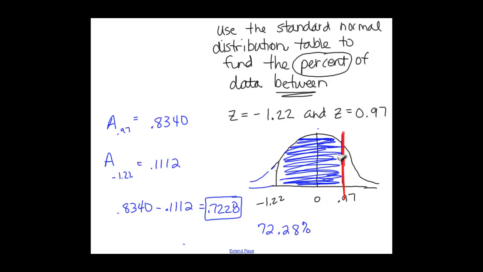So notice again what we did. We found the area to the left of the higher z-score, and that would have included all of this part, including this below the negative 1.22. So since we only wanted the area between the two z-scores, you then need to subtract the area that would be below this negative 1.22. We found both of those values on our table and then subtracted them to get that value, changed it to a percent.